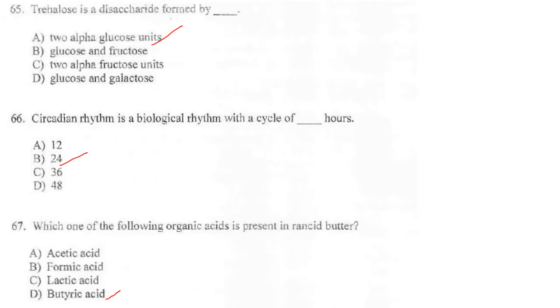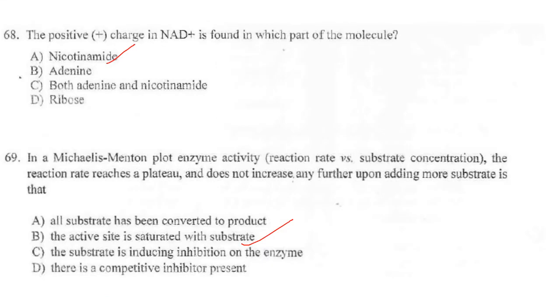Then trehalose is a disaccharide formed by 2 alpha glucose units. Answer is option A. Then circadian rhythm is a biological rhythm with a cycle of 24 hours. Answer is option B. Which of the following organic acids is present in rancid butter? So it is butyric acid. Answer is option D. Then the positive charge in NAD plus is found in which part of the molecule? So it is found on the nicotinamide part of the molecule. So answer is option A.